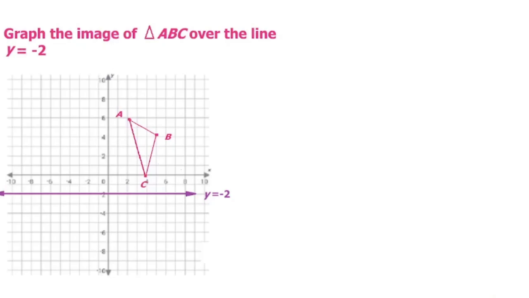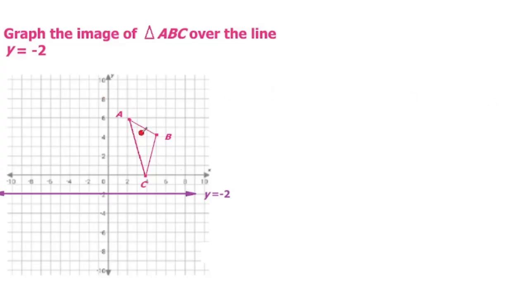In this lesson, I'm going to teach you about a reflection across a horizontal line. So if we have a problem like this that says graph the image of triangle ABC over the line y equals -2, I'm going to show you a few tricks along the way, and then at the end I'll show you the biggest trick that you need to know for this to make it simple.